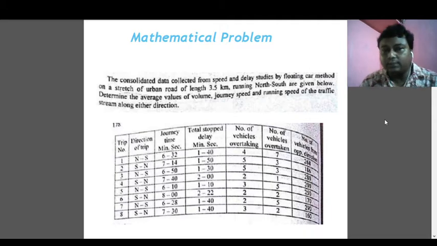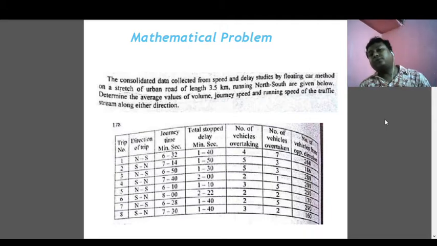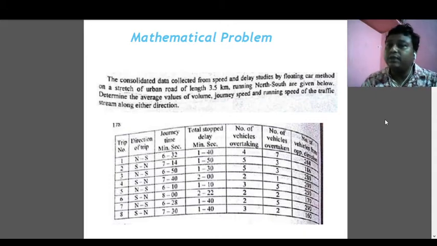What is the length of the road? The length of the urban road is 3.5 km, so we have obtained the value of D, distance. The vehicle is moving in the north-south direction. So we have to find the value of volume, journey speed and running speed in both north to south and south to north directions. Let us see what type of data they have collected. There are a total of 8 trips of data, 4 for the north-south direction and 4 for the south-north direction.